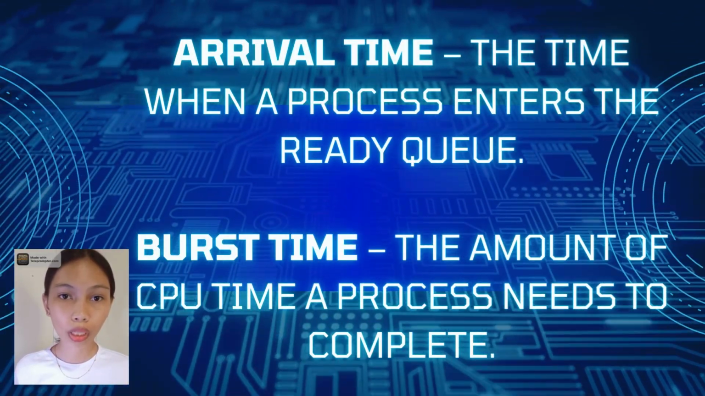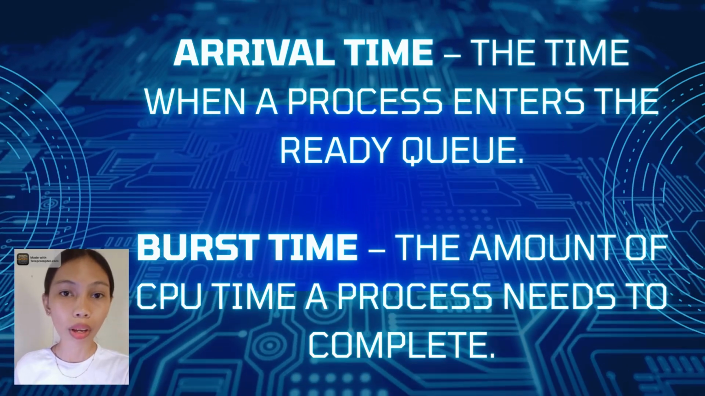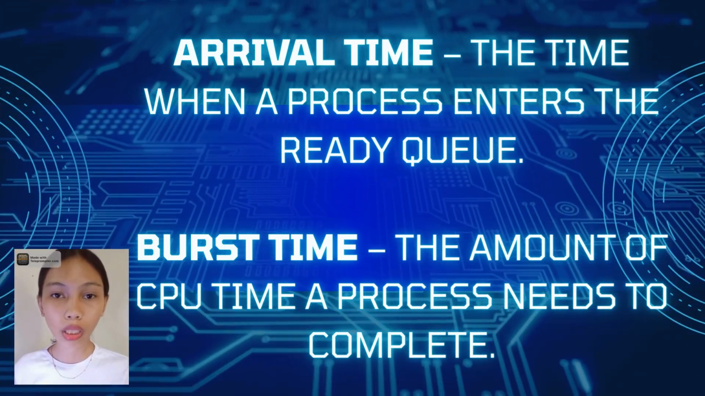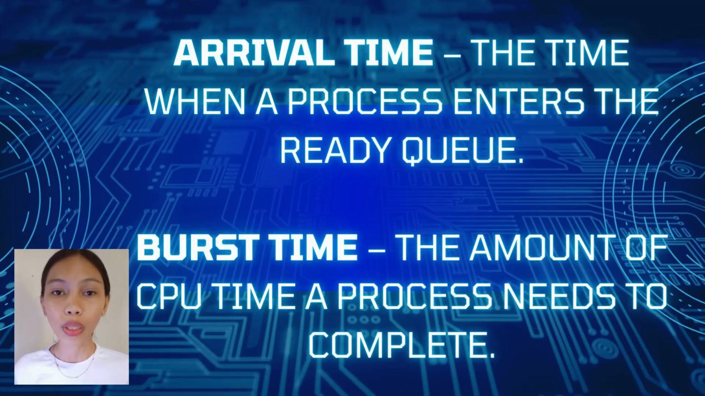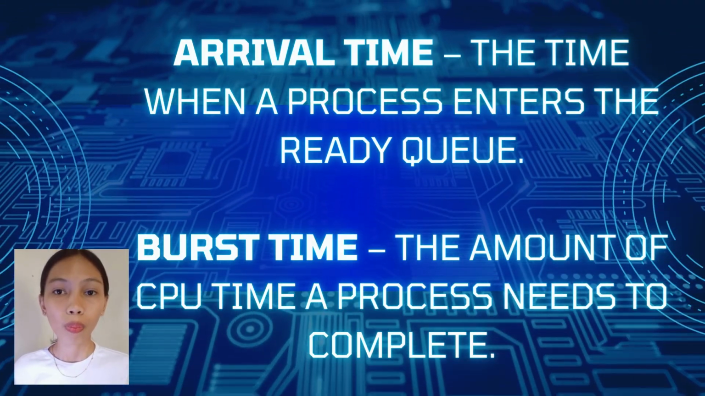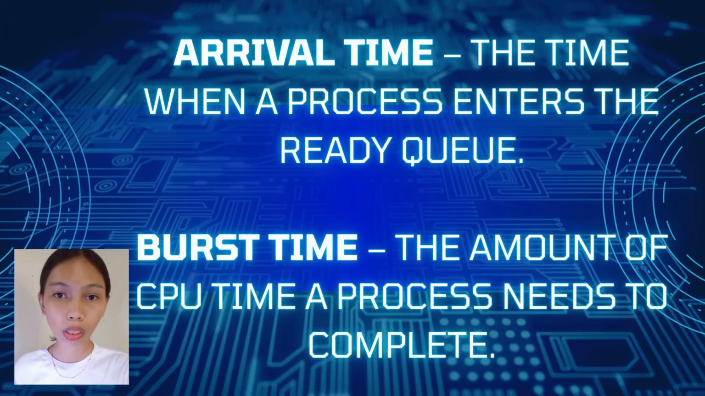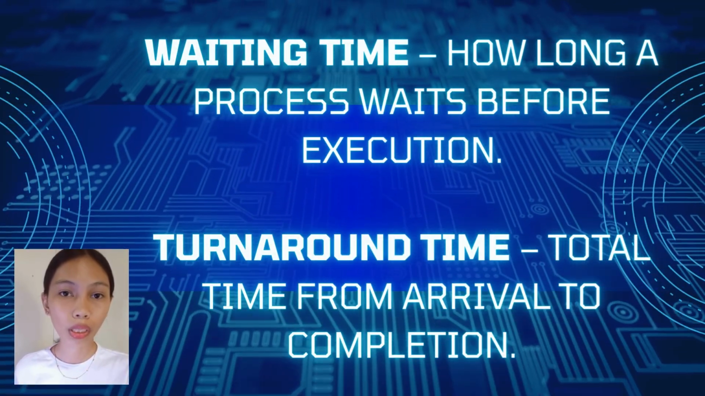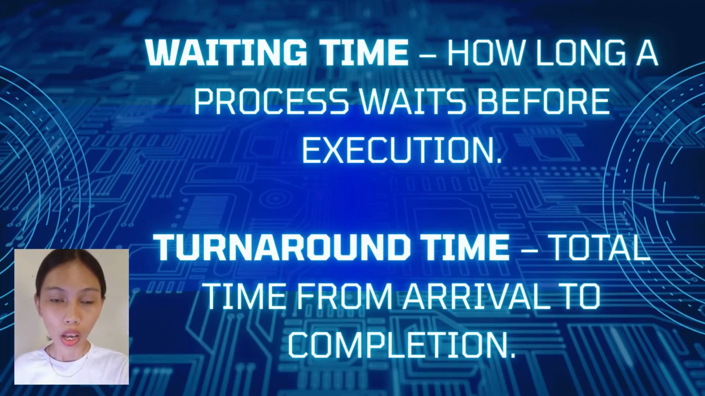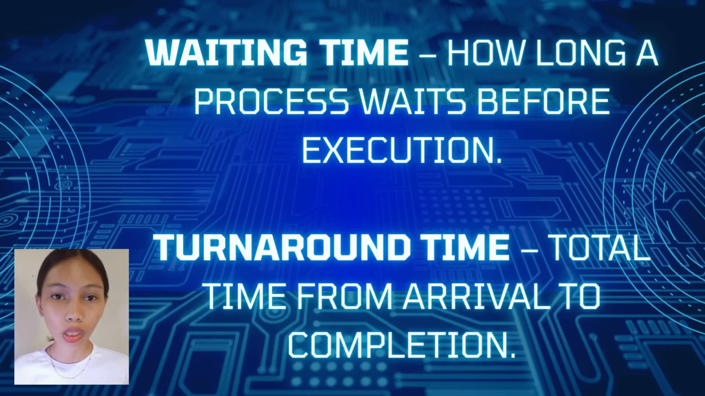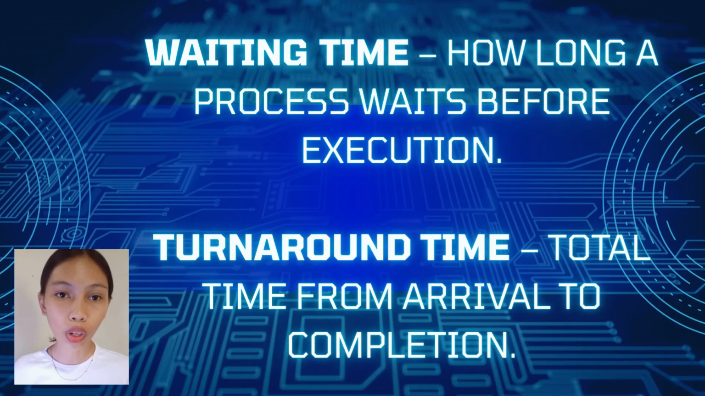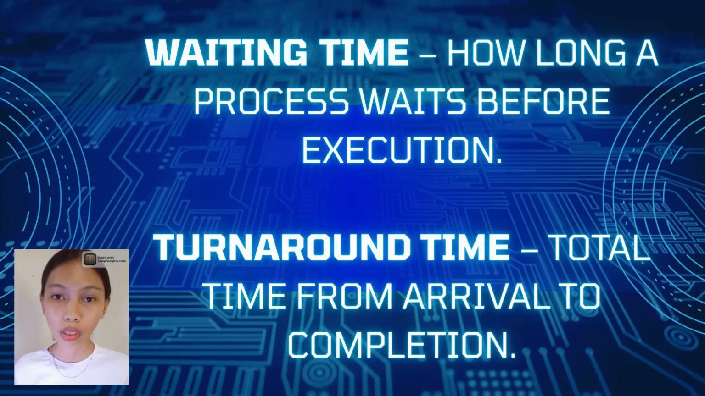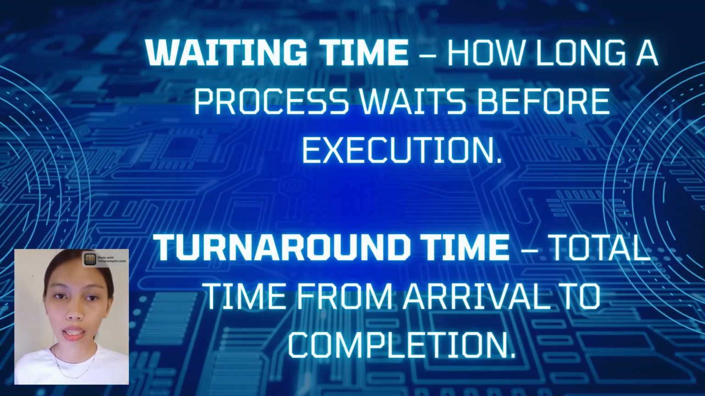Here are some important terms you need to understand. Arrival time is when a process enters the ready queue. Burst time is the amount of CPU time a process needs to complete. Waiting time is how long a process waits before execution. Turnaround time is the total time from arrival to completion. Since FCFS is non-preemptive, it does not use time quantum or priority.